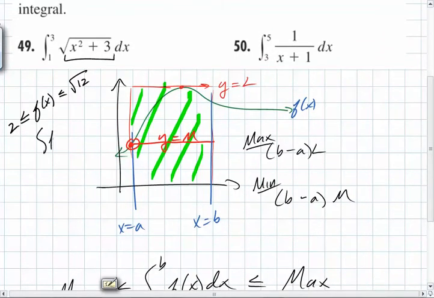So you know the integral of f of x dx from 1 to 3, if this is f of x right here, what's the maximum going to be? 2 root 12, and what's the minimum going to be? 4. You have now estimated. You know it has to be between 4 and 2 root 12. That's what you know. It's not super accurate, but it's better than nothing.